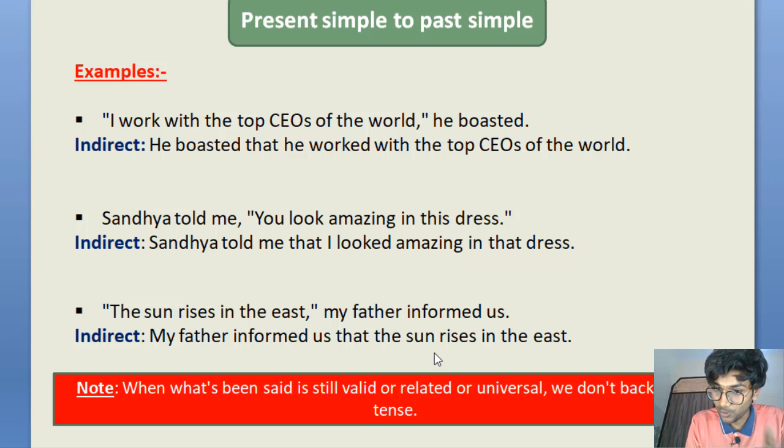All right. So that's something you have to understand. When what's being said is still valid or related or universal, which is true, we don't have to backshift the tense. We cannot do that. That will be incorrect. So that's something you should know.